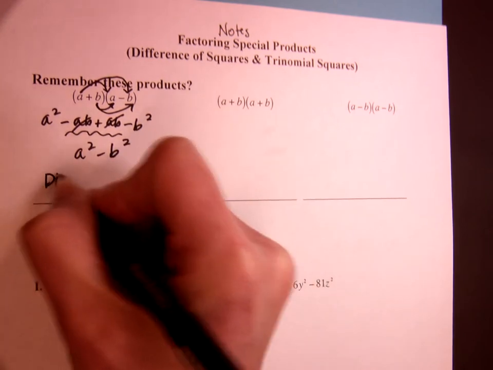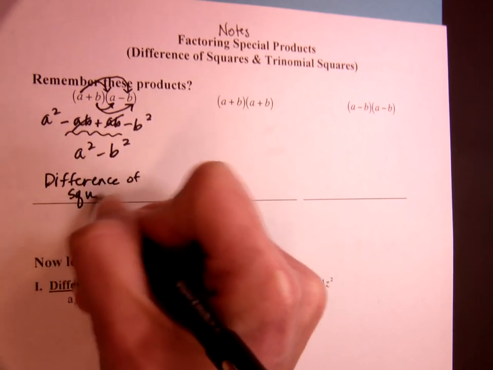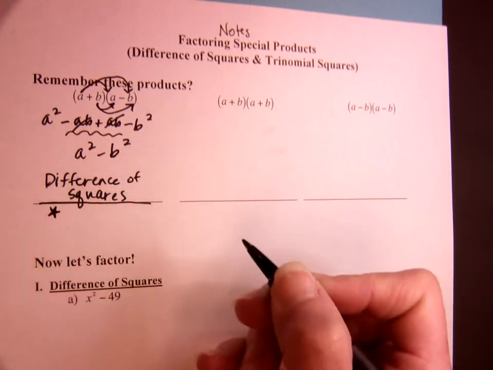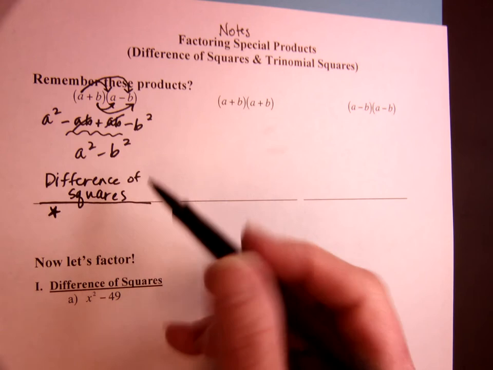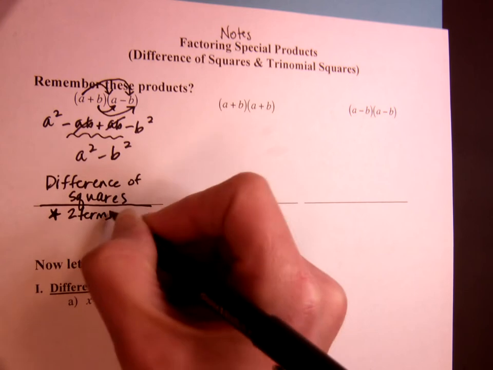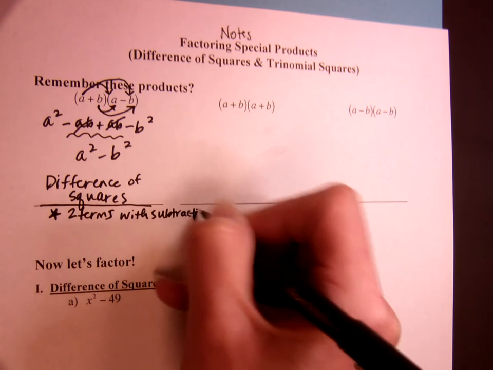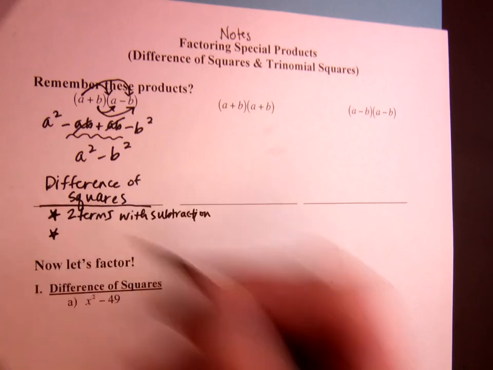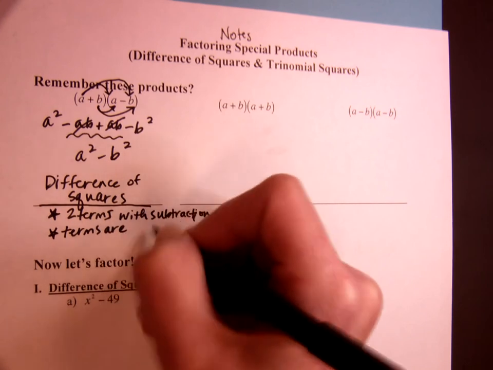And this is called the difference of squares. The reason it's called the difference of squares is two reasons. One is that we have a subtraction, which means difference. Okay? We also have two terms. So we have two terms with subtraction. That's important. Two terms with subtraction. We also have those terms, and they are perfect squares.